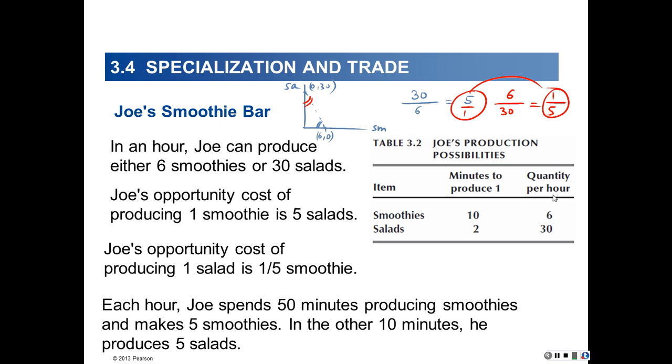It's the opportunity cost of producing an extra what? Salad in terms of smoothies given up. Is that correct? So this 1 by 5, what 1 by 5 is this? What are the units of measurement here? 1 by 5 what? Smoothie. And what's the 5 here? The units of measurement are salads and smoothies, right? Are you all with me here?